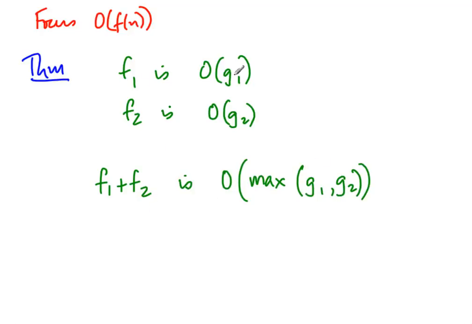So this says that if I have big O, then I can add up the function on the left hand side and I can take the max of the function on the right hand side. And this, so why is this useful?